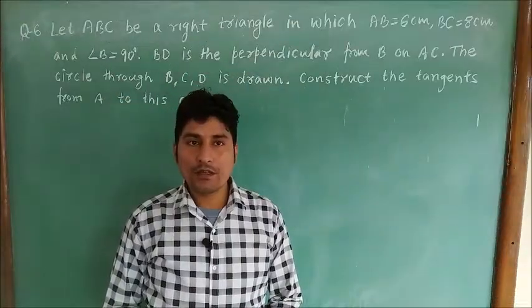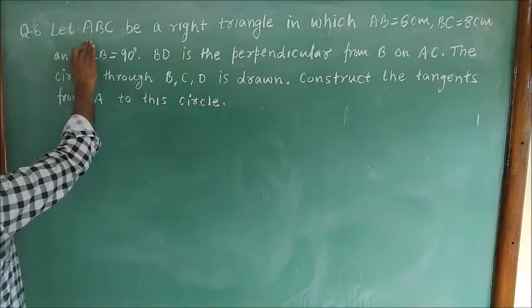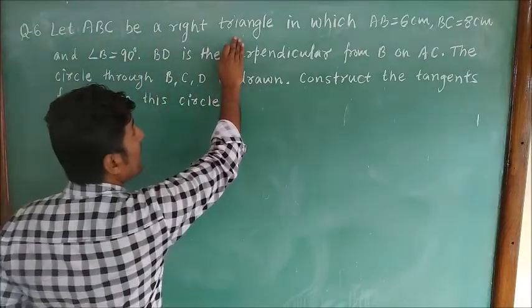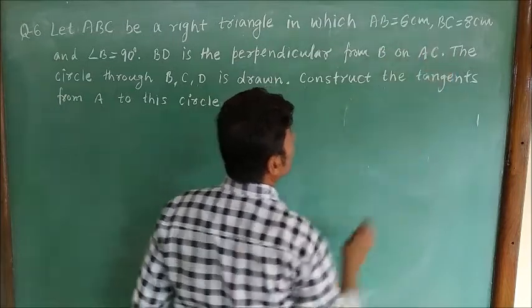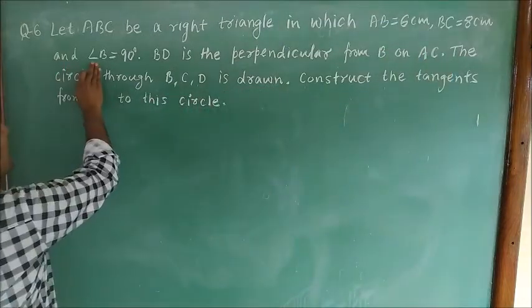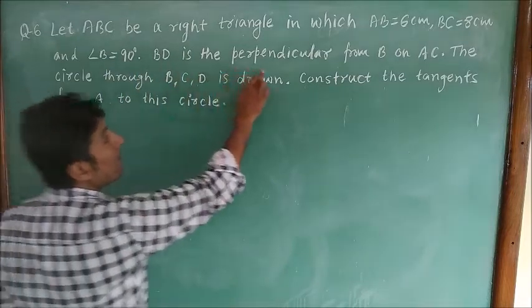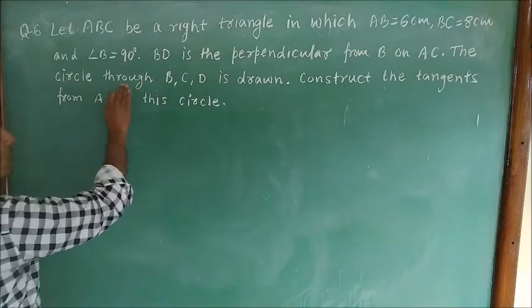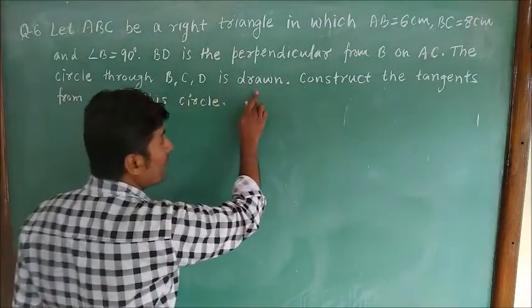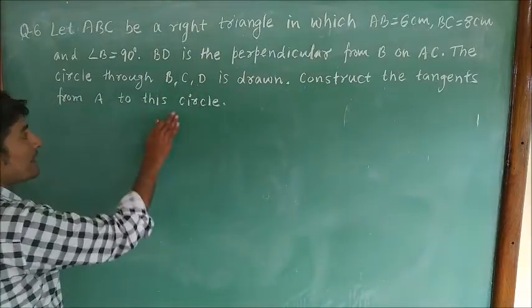Now let us have question number 6 of the same exercise. Let ABC be a right triangle in which AB equals 6 cm, BC equals 8 cm and angle B is equal to 90 degrees. BD is the perpendicular from B on AC. The circle through B, C, D is drawn. Construct the tangents from A to this circle.